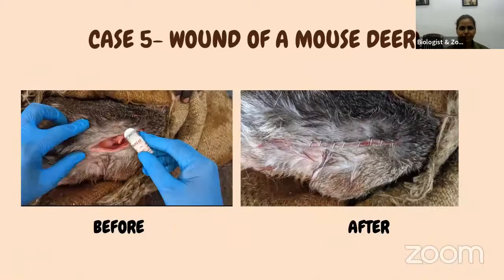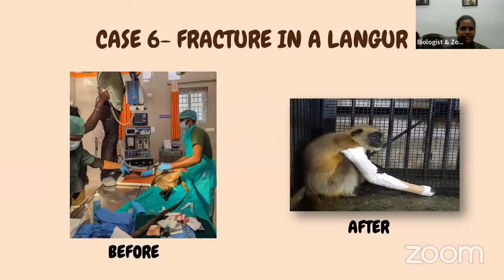Here you can see a small cut which we fixed in a mouse deer using a staple. You can see in the second picture there are stapler pins that we use to close the incised wound. Then this is a fracture in a langur. A langur broke its hand, so we took it for surgery and fixed it.